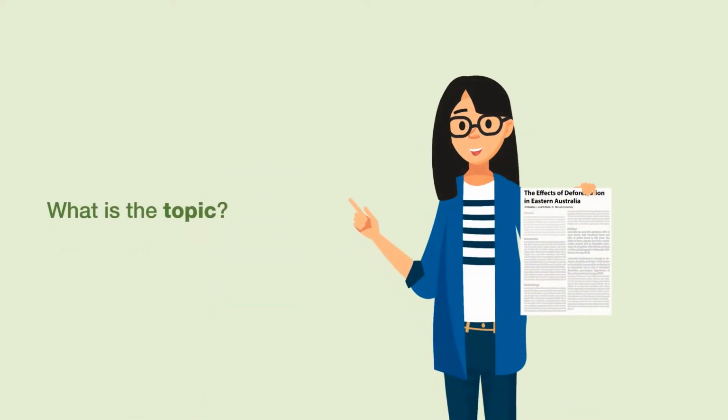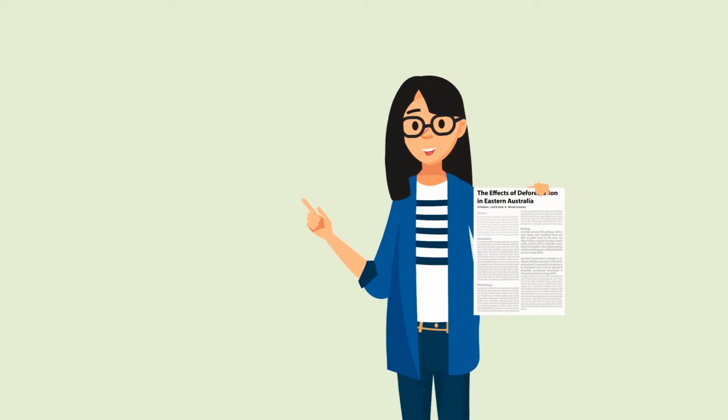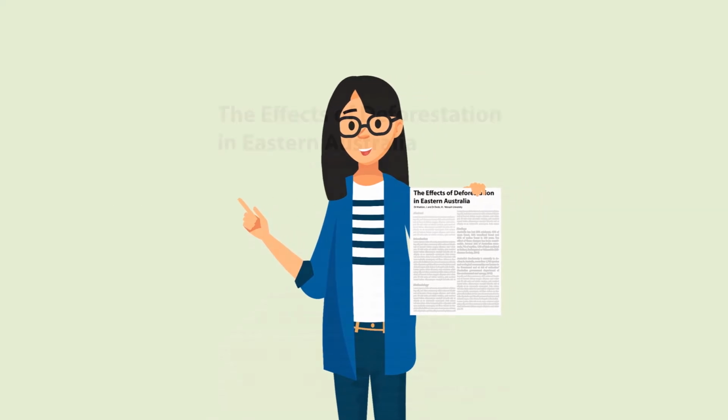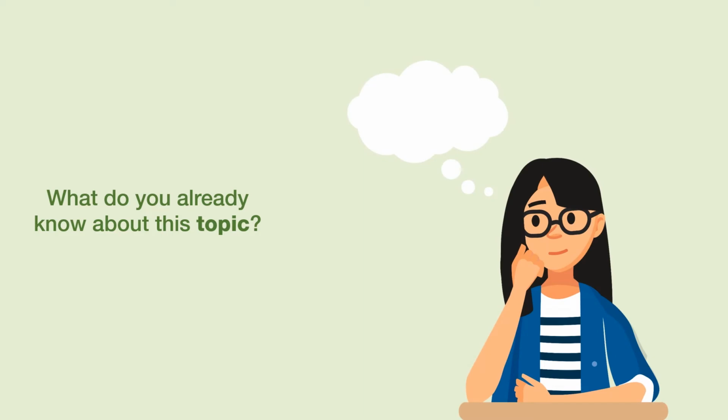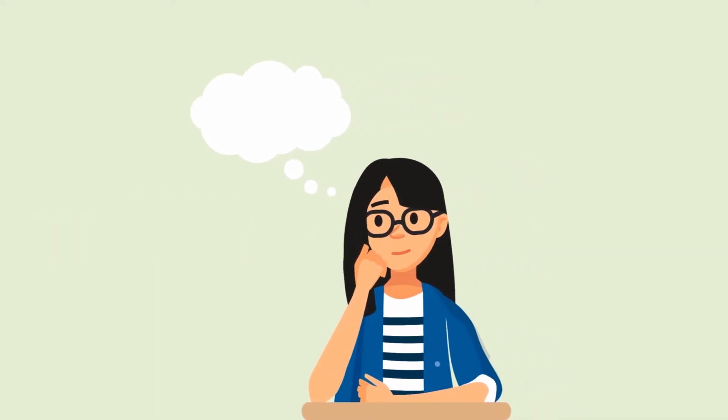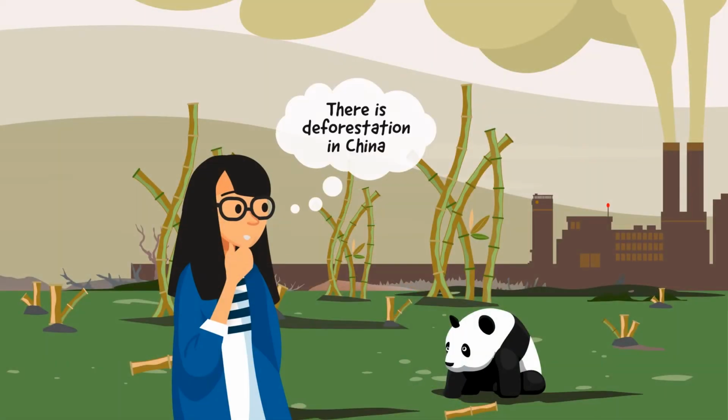What is the topic? The topic of this text is deforestation, an environmental problem in Eastern Australia. What do you already know about this topic? Well, I know there is deforestation in China. Some animals have become extinct.